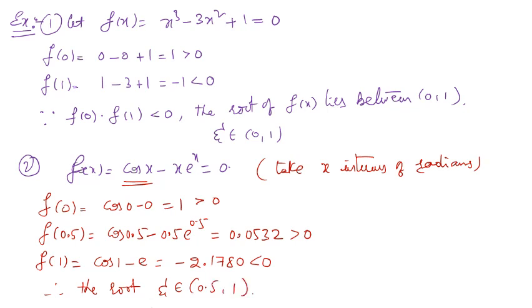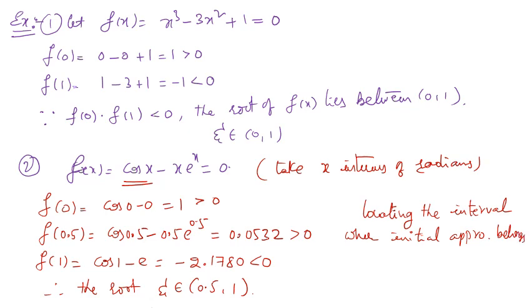This is called locating the interval where the initial approximation belongs. Is that clear? Okay, this is first. In iterative methods, the first step is always locating the interval.